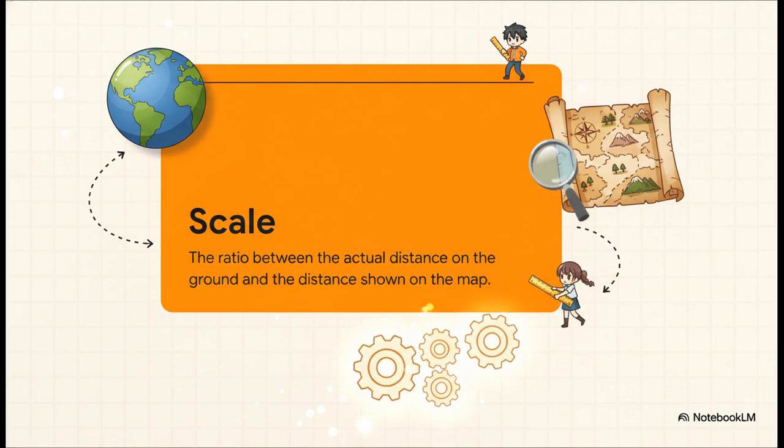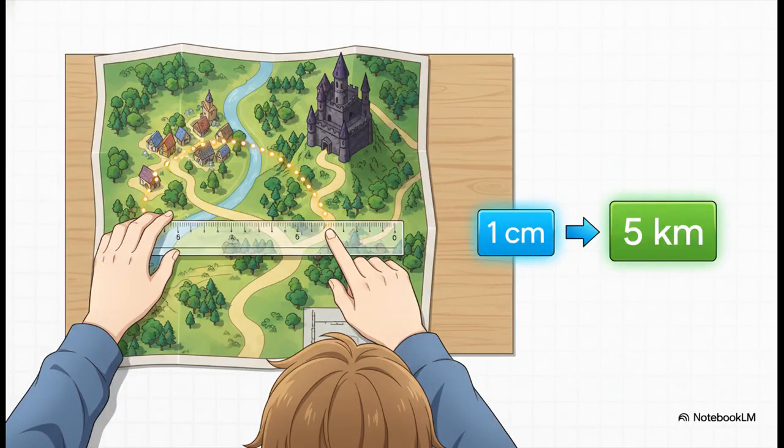So what is scale, really? It's simply the ratio between a distance you measure on the map and the actual distance out there in the real world. You can think of it as the map's official shrink factor. For example, a map's scale might tell you that 1 centimeter on the paper represents, say, 5 kilometers on the ground. And once you know that rule, you can measure any 2 points on the map and figure out the actual distance between them. It's an incredibly powerful little tool.